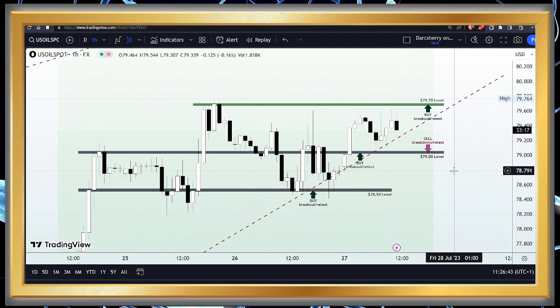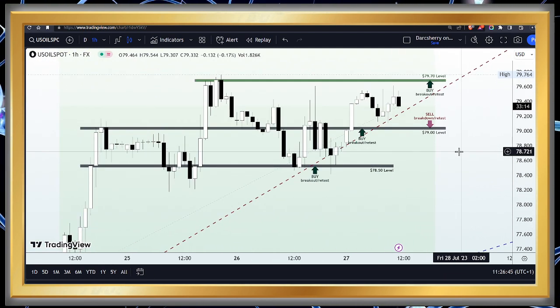Mark these levels out on your chart, as you will definitely be needing them as a reference point to guide your trading activity for today.